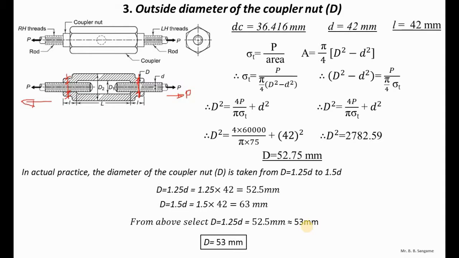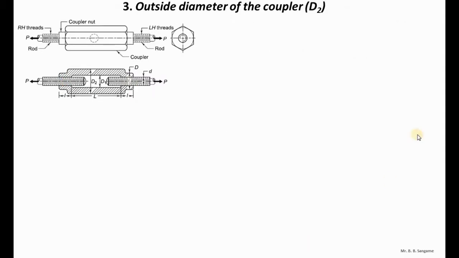Next is the outside diameter of the coupler. Again, the outside diameter is this portion of the coupler. We have to find out this outside diameter, and there is one more, the inside diameter d1. After the application of tensile force of magnitude P, because here I am going to consider the normal applied force instead of the design load.